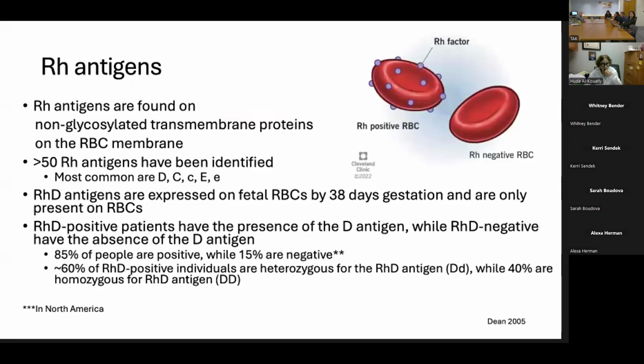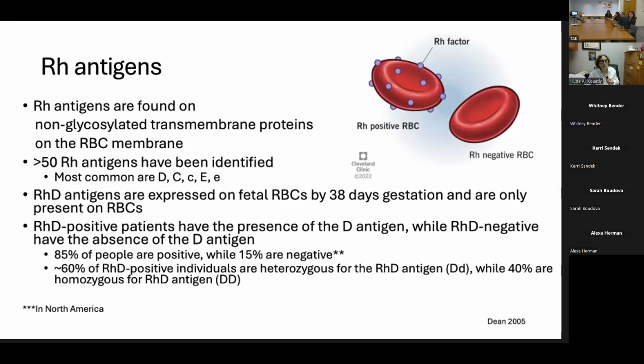And then we'll kind of jump into Rh antigens. So we know Rh antigens are found on non-glycosylated transmembrane proteins on the red blood cell membrane. There are more than 50 Rh antigens that have been identified, but most commonly we're referring to RhD, big C, little c, big E, little e.